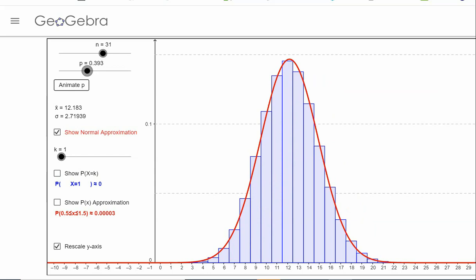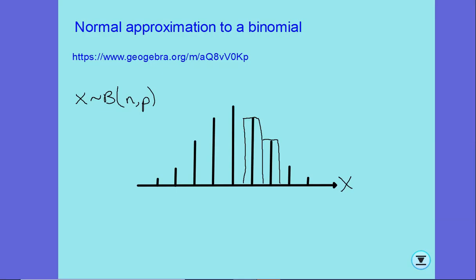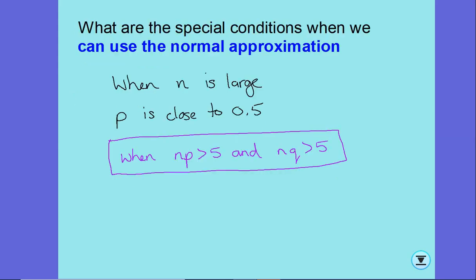So what we noticed is that in certain circumstances we can use a normal distribution to approximate values for a binomial distribution. That seems a bit strange because one's discrete and one's continuous, but we'll talk more about that in a minute. So what are these special conditions? In the book, they will tell you, number one, when the sample size is large, and number two, when the probability is close to 0.5.